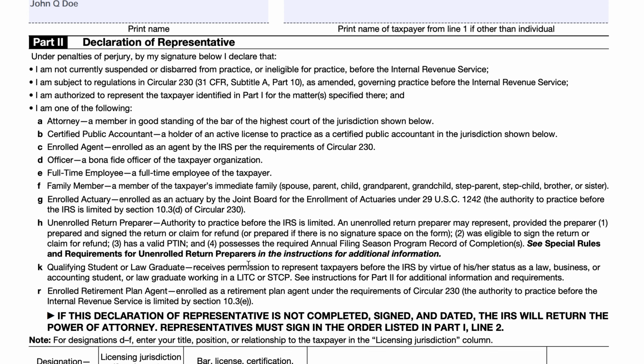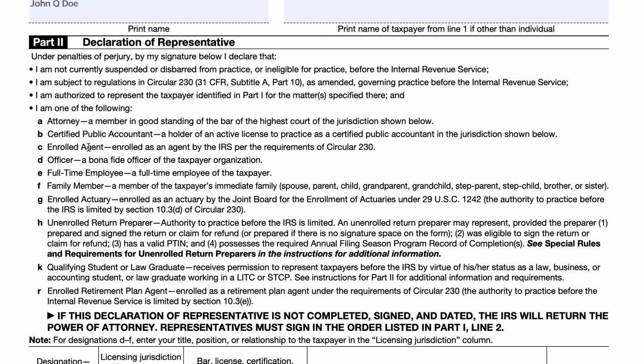And this kind of goes into the different types of people that are able to represent you. So this is really for your background information. The person that's allowed to represent you cannot be suspended or disbarred by the IRS. In general, the most common people that would be authorized unlimited practice authority in front of the IRS would be attorneys, CPAs, and enrolled agents.